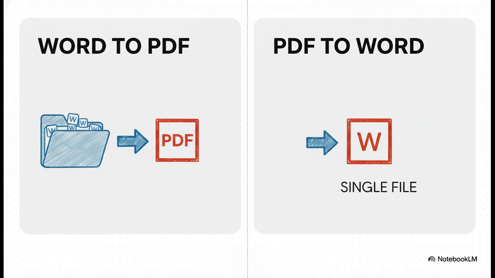When you're going from Word to PDF, you can select an entire folder and convert all the Word files inside in one go. But when you're going the other way, from PDF back to Word, you select one single PDF file to convert. So batch conversion one way, single file the other. It's a small detail, but an important one.